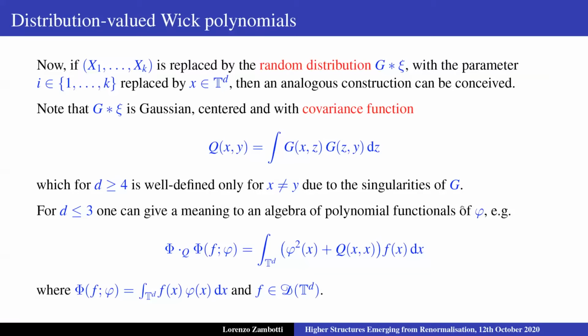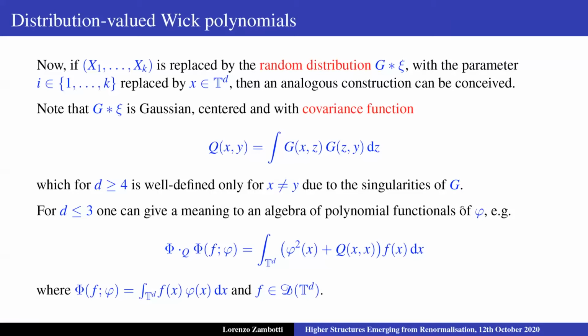Okay, so for Gaussian, which is the case in our distribution, for Gaussian vectors, the mean and the covariance determine fully the law. So in this setting, our distribution is centered, but the covariance function is given in this way. So it is the integral in dz of G(x,z) times G(z,y). The problem is that this object is well defined only for x different from y in general, at least for larger dimension, because G is a singular integral kernel.